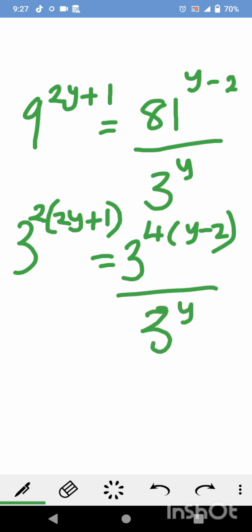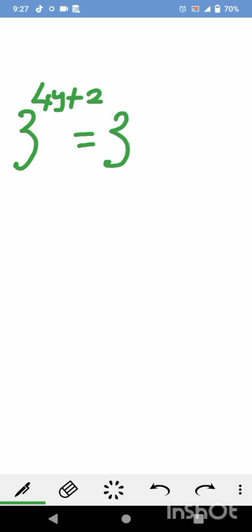The next thing you need to do is to work on the right hand side. Write it horizontally. So we have 3 raised to power, if we send the 2 inside, 4y plus 2 equals 3 raised to power, send this other 4 inside as well, 4y minus 8, divided by 3 raised to power y.